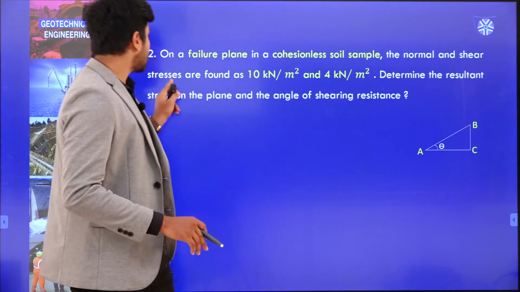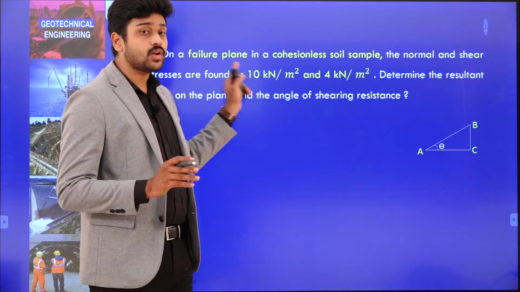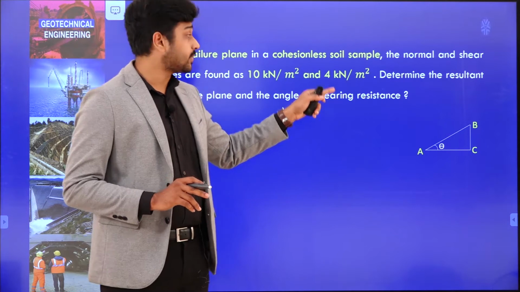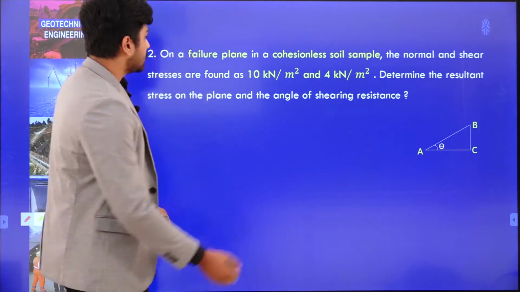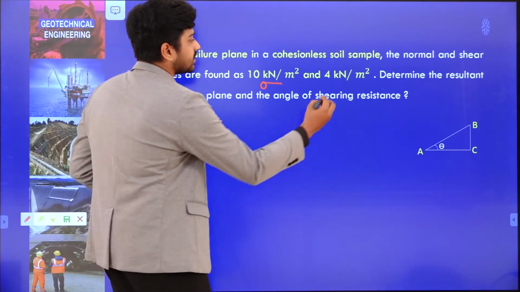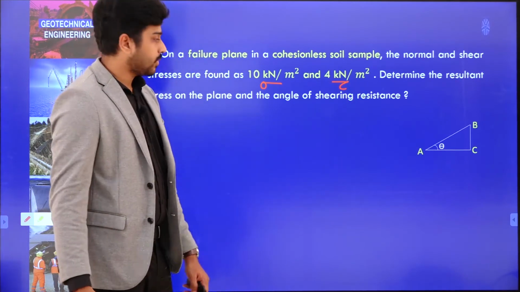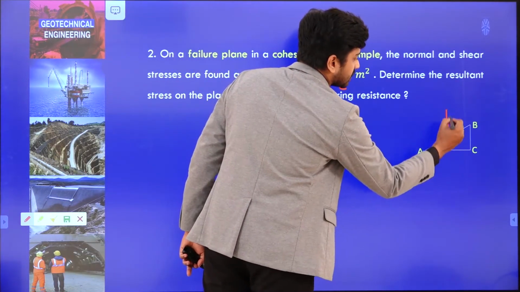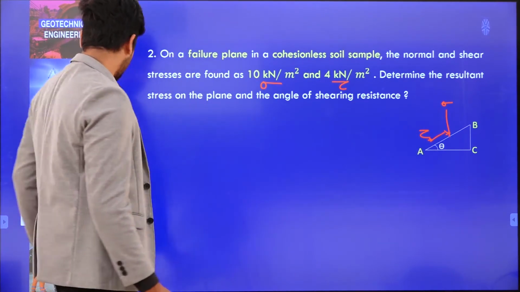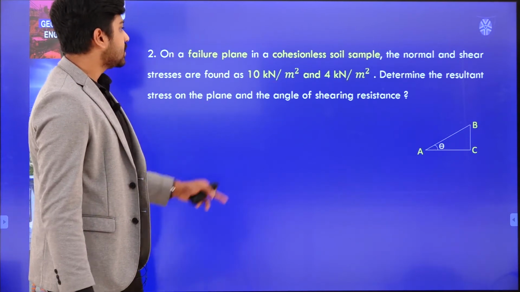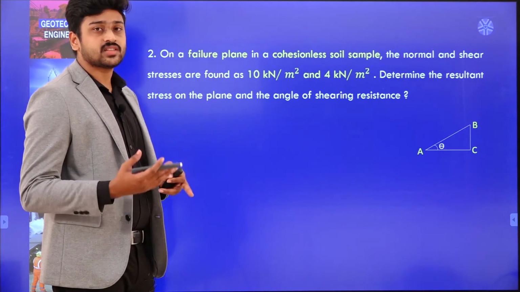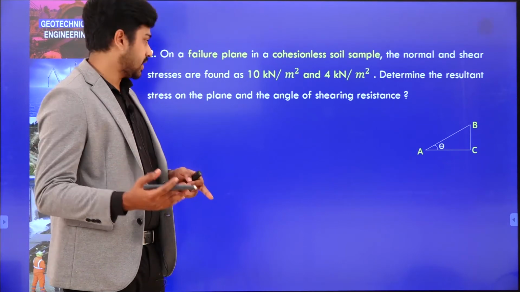Now, let us look at the other one. The normal and shear stresses on the failure plane are directly given, found to be 10 kilonewton per meter square and 4 kilonewton per meter square. Just represent here, this is my sigma which is directly given and this is my tau. These two are given. Now, apart from these, determine the resultant stress. Simply it is asked to find out the resultant stress. So, the resultant stress is nothing but root over sigma square plus tau square.